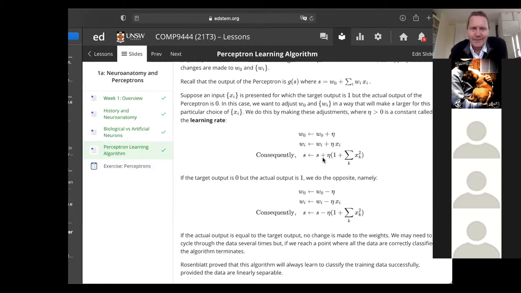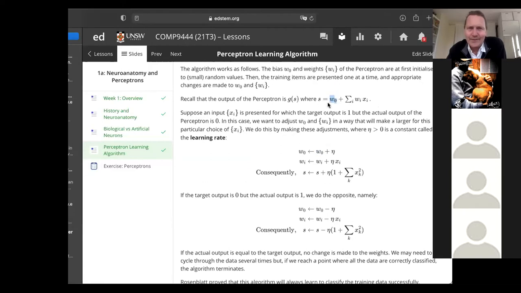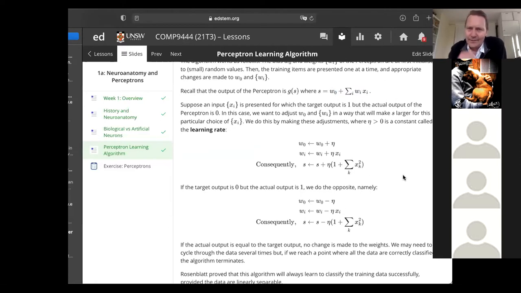If it's negative and it should have been positive, then you do something to make it bigger. And if it's positive and should have been negative, you do something to make it smaller. If we increase W0, that'll make S bigger. And if we decrease W0, that'll make S smaller. And if we add a multiple of xi to wi, that will make S bigger. And if we subtract a multiple of xi from wi, that'll make it smaller, because xi could be positive or negative. That's basically the idea that's going on here.